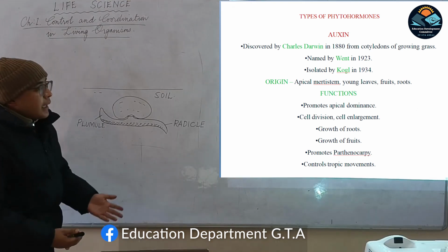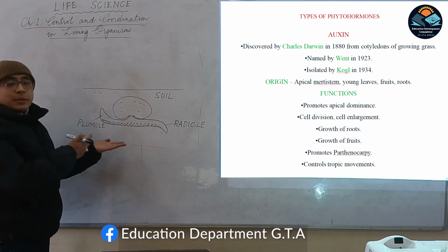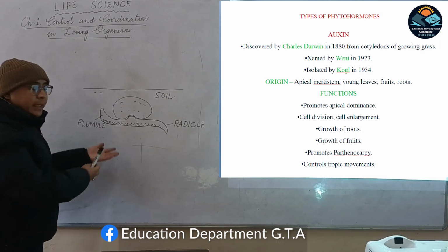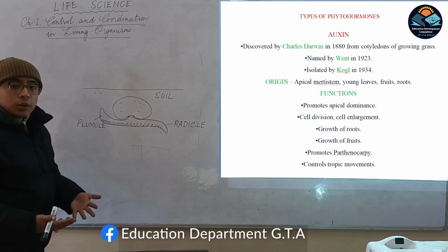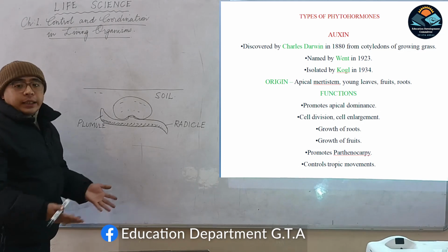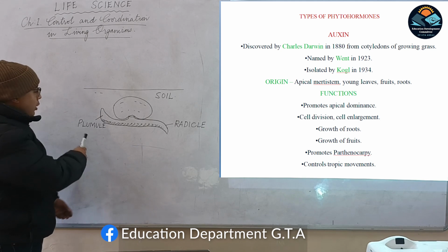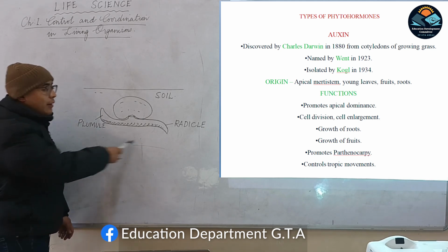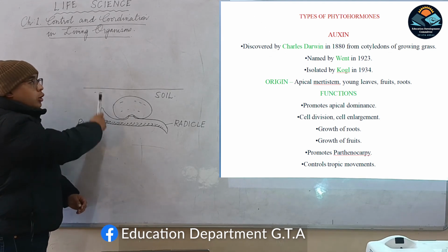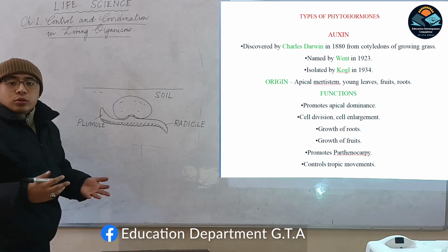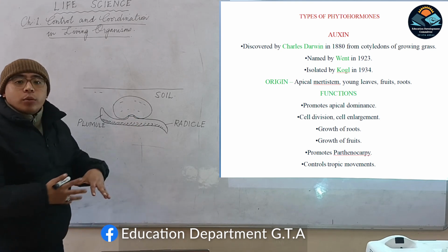Now in order to see how auxins control geotropic movement, we have to look at a seed that is planted in soil. Now a seed, once it is planted in soil and it comes across favorable conditions like water, it will start germinating. When a seed germinates, its embryo gives rise to two parts, which are plumule, which gives rise to the shoot, and radicle, which gives rise to the root. Now the plumule has to bend upwards in order to come out of the soil and give rise to the shoot, whereas the radicle has to grow downwards into the soil in order to form the roots.